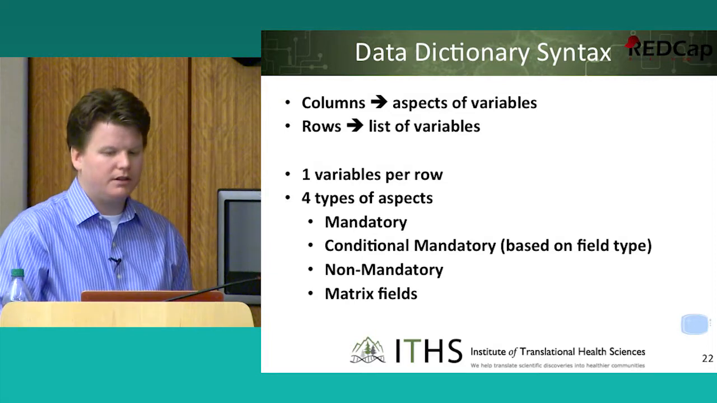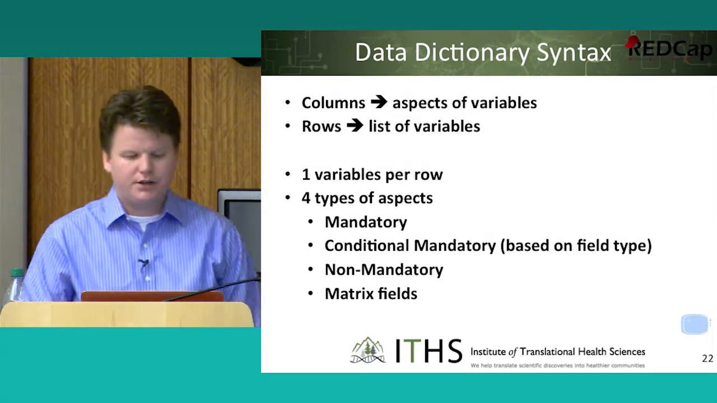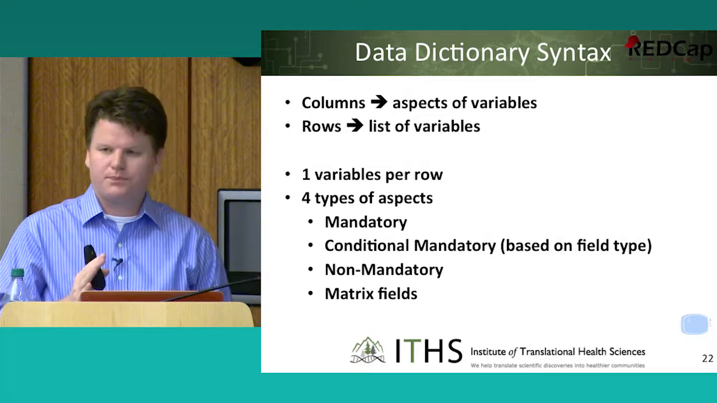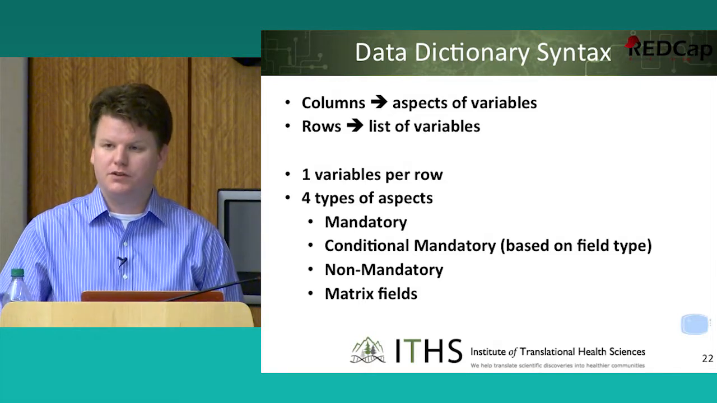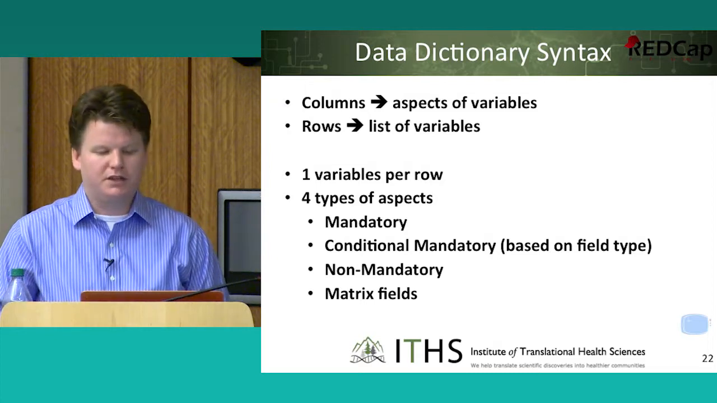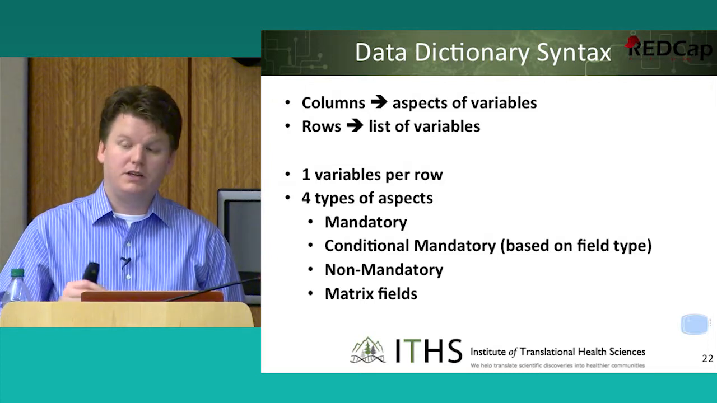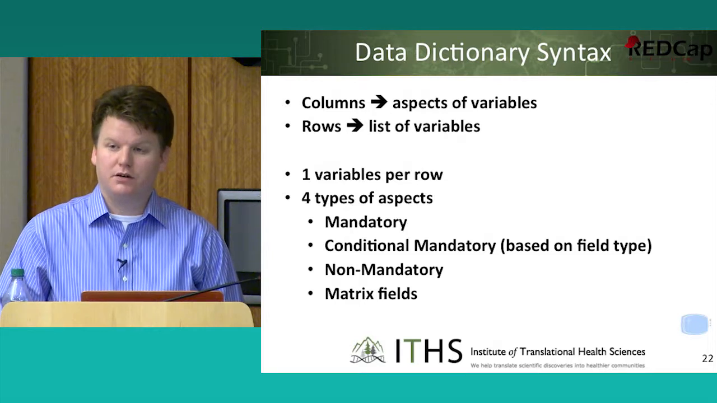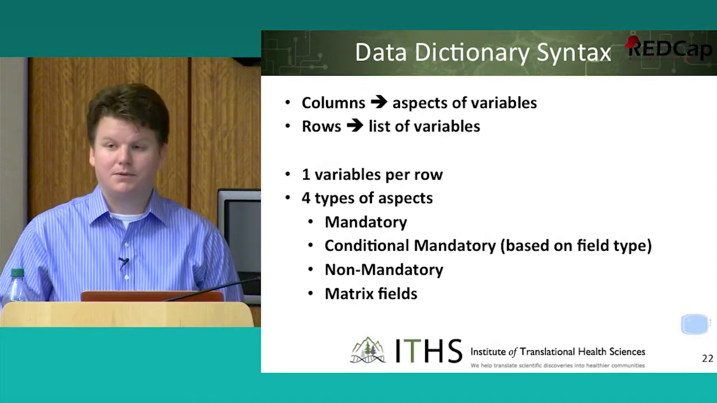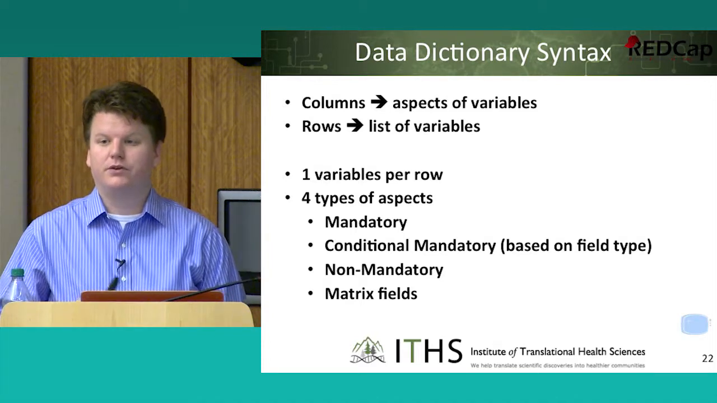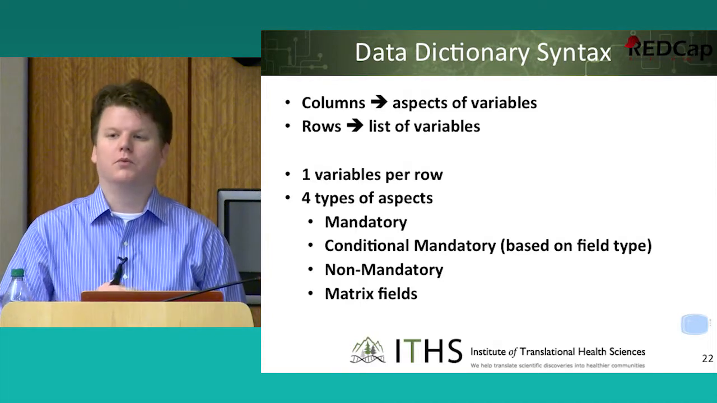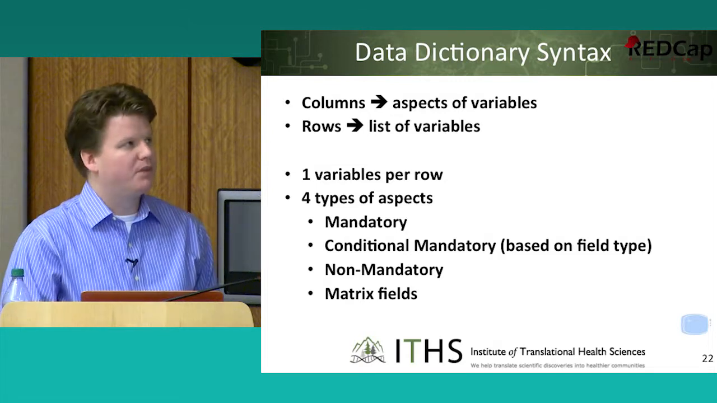Data dictionary syntax. So the overall structure of any data dictionary is that the columns in the spreadsheet are the aspects of variables. For instance, what's the name of it, which form does it live in, etc. And each row is an individual variable. The exception of that is the first row, which is the header row, where you see, okay, this is the form column or this is the field type column.